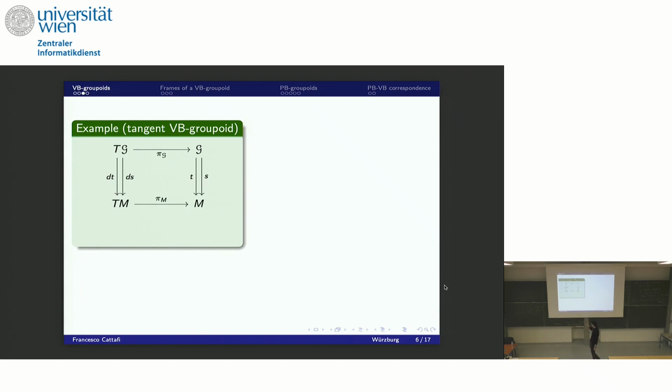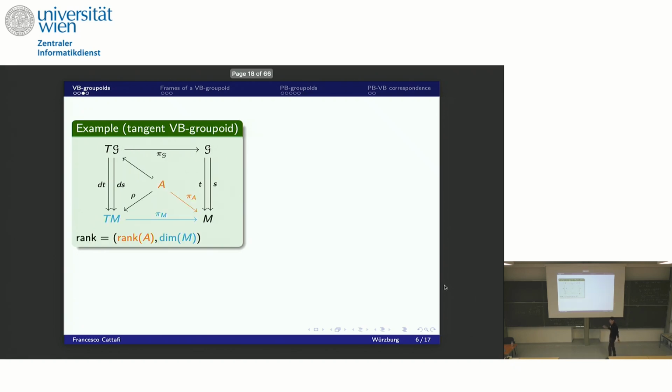Okay, and here I wanted to say, what is the core here? Well, that's very simple to see, because according to the previous definition, it will be the kernel of the source map intersected with the kernel of this one. So it means they are just the tangent vectors which are tangent to the fiber, and they are based at the unit points. Well, this means this is just the Lie algebroid canonically associated to a Lie groupoid.